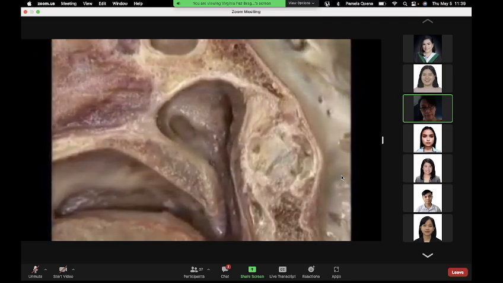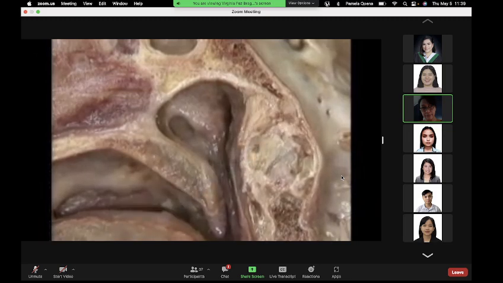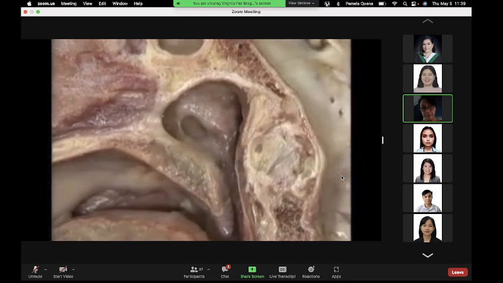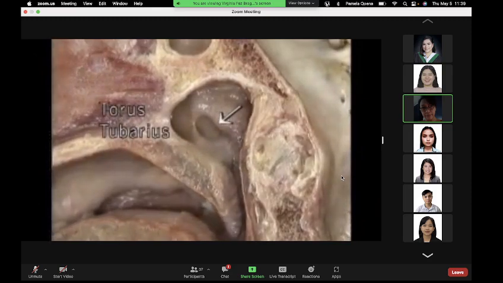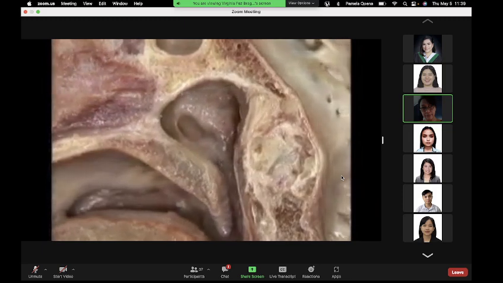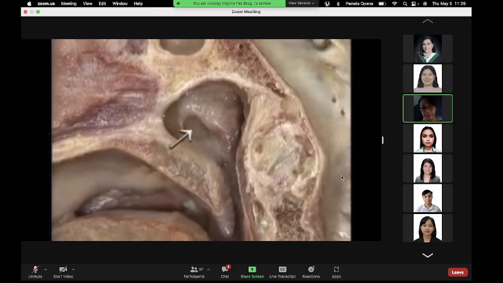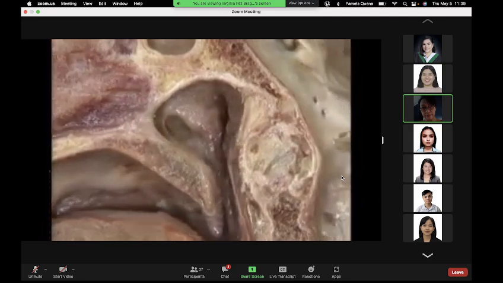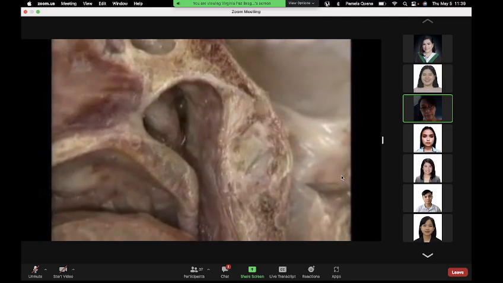The back of the nasopharynx lies in front of the atlas vertebra. Here's the anterior arch of the atlas. In the mucosa of the lateral wall of the nasopharynx, there's a pronounced inward fold called the torus tubarius. It's produced by the inward projection of the cartilage of the auditory tube. The mucosal opening of the tube is here. Behind the torus tubarius is a deep recess, the pharyngeal recess.